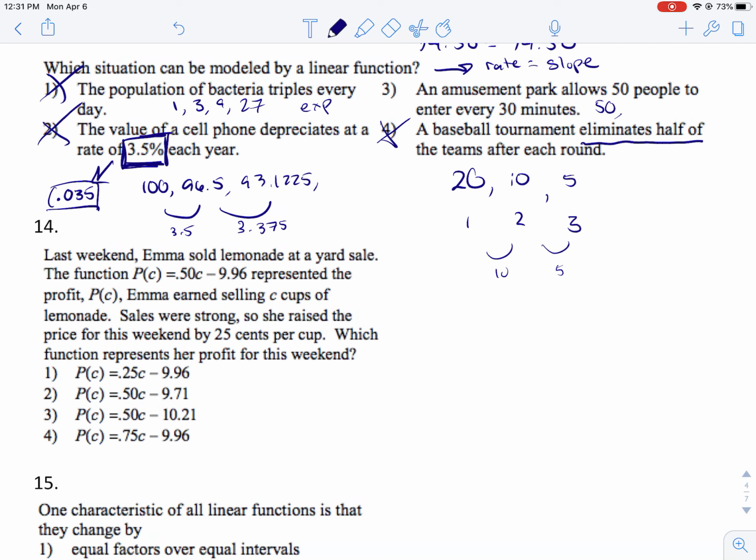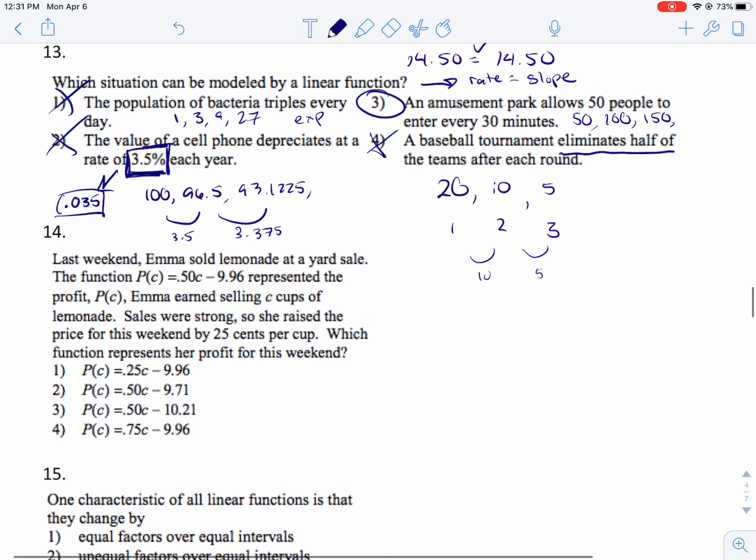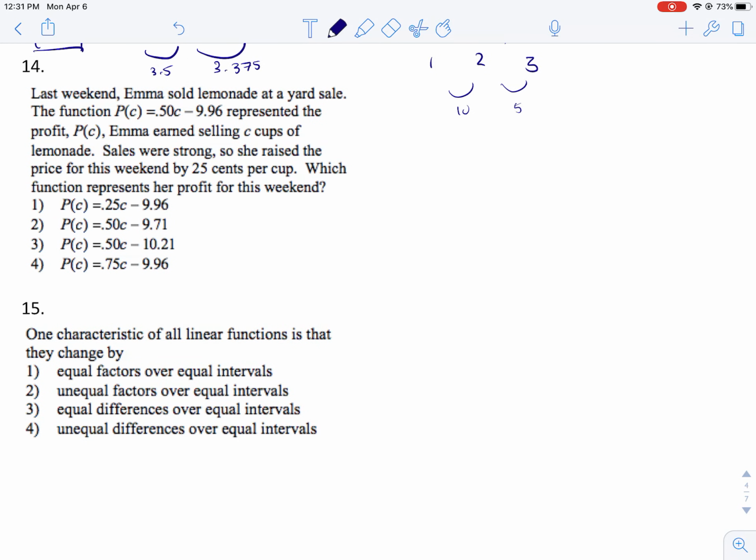Amusement park allows 50 people to enter every 30 minutes, okay? So let's take a look at the first 30 minutes, okay? First 30 minutes pass, they let 50 people in. Second 30 minutes pass, all right? They let another 50 people in. So how many people are in there? 100. Another half hour passes. Now we're up to 150. Okay? So what's happening is it's increasing by the same amount each time. And when we're talking about linear functions, we're talking about a constant rate of change. So number 13 is number 3.